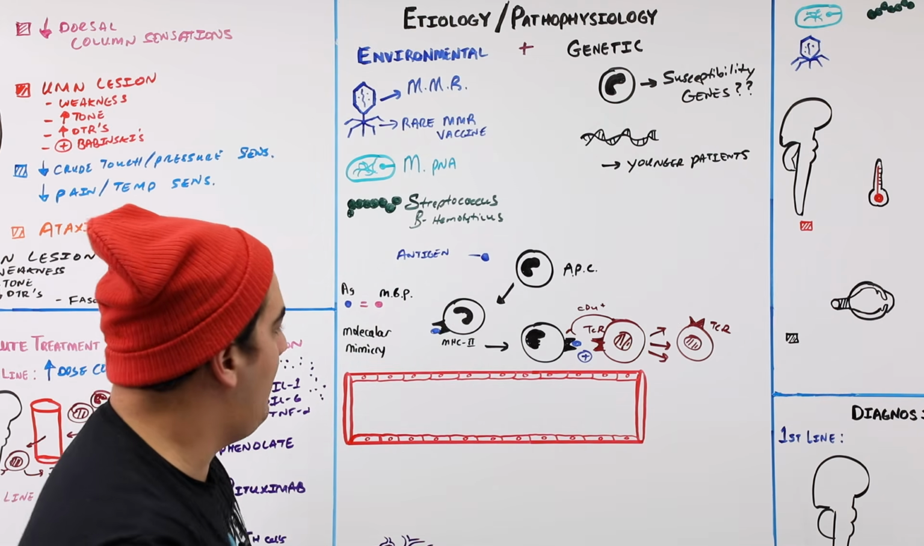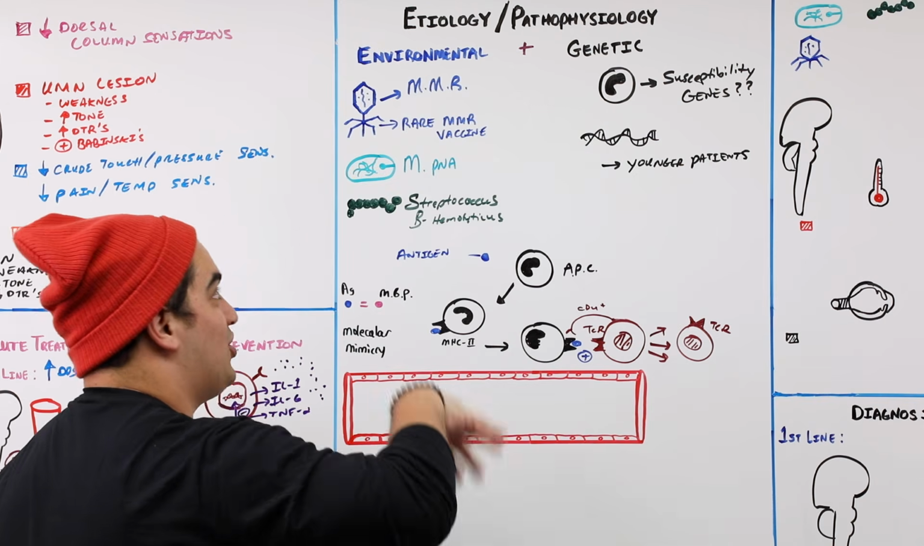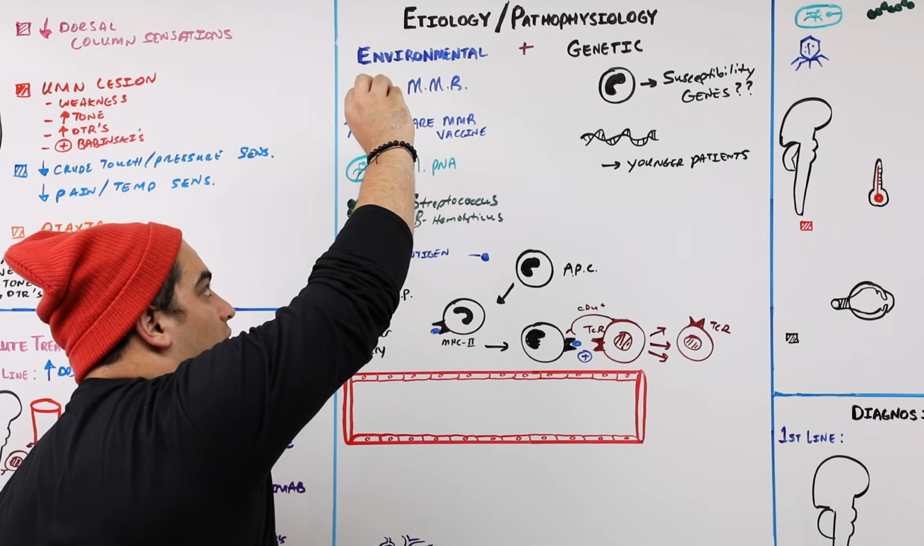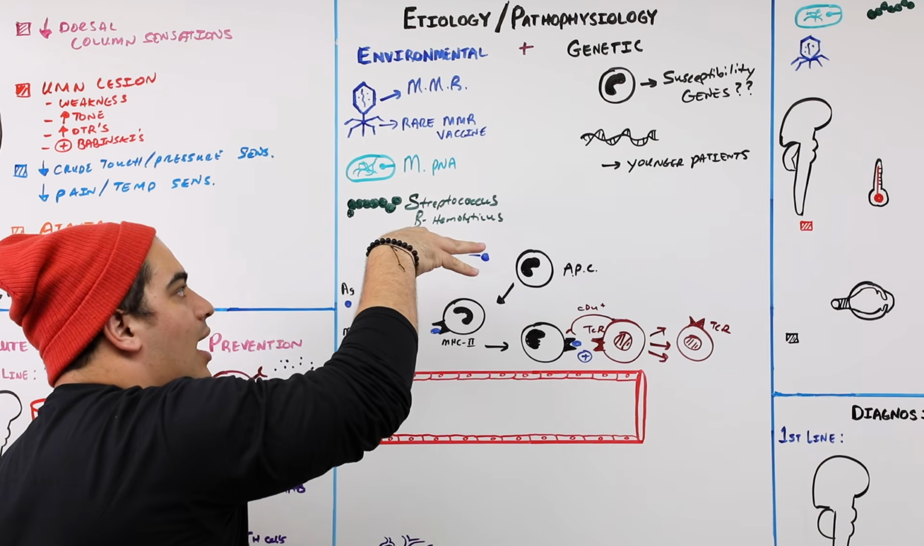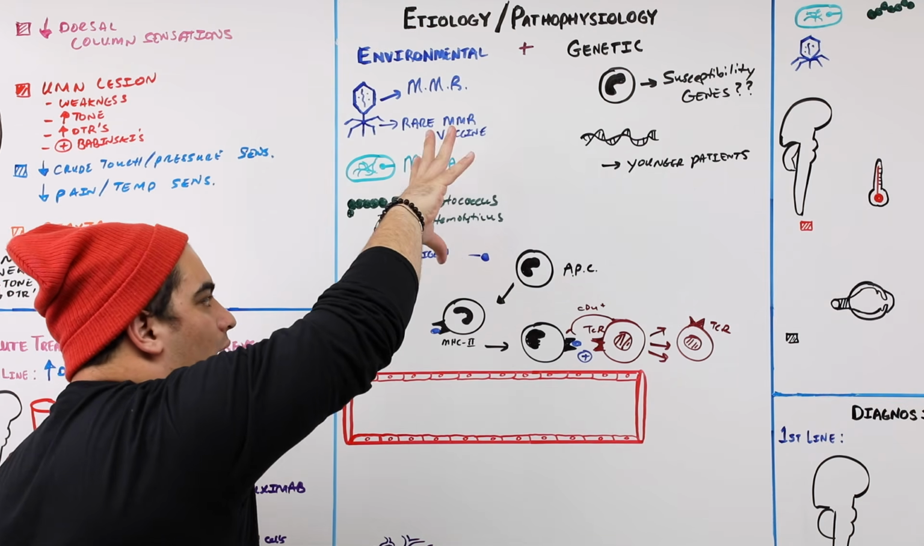This can happen with the antigen looking like maybe the myelin basic protein, which is in the myelin sheaths. All right, so let's talk about how that happens. We know infections, particularly measles, mumps, rubella, on the rare occasion the vaccine, Mycoplasma pneumoniae, and Streptococcus beta hemolyticus tend to be the environmental agents.